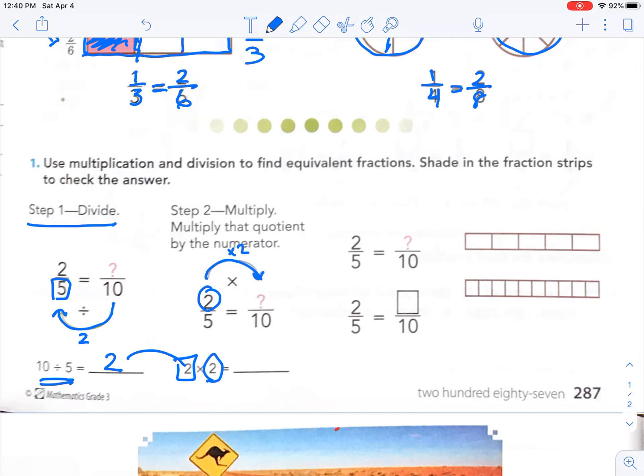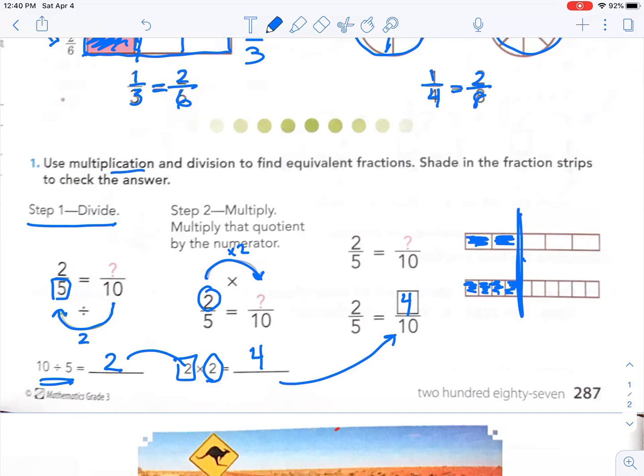So 2 times 2 is 4. And then we're going to take that 4 and put it right here. So we know that 2/5 equals 4/10. Let's color it in and double check. 1, 2, 3, 4 tenths. Does it match? Yes, we can see that it does.